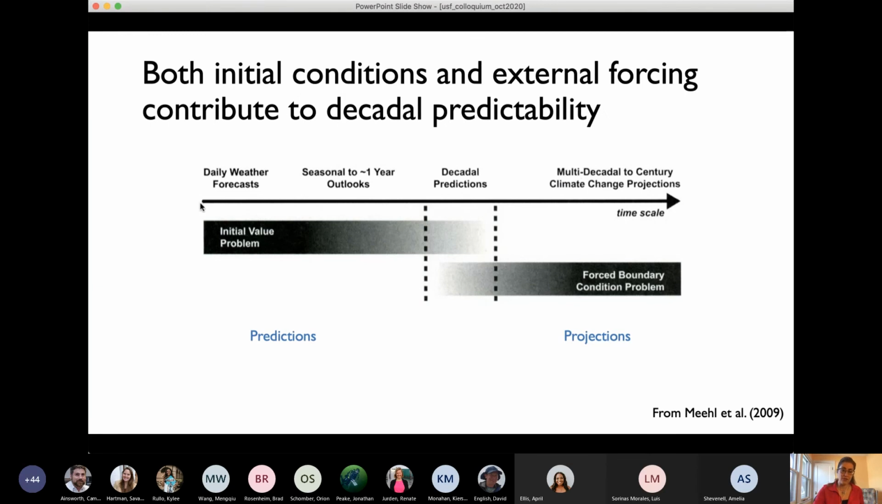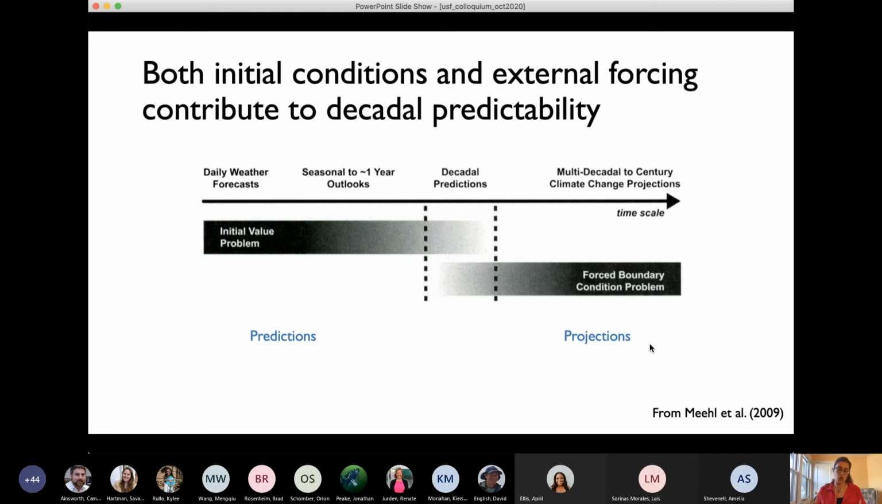So when we have an initial value problem, we call it a prediction, and we're on this end. So this includes weather forecasts, ENSO forecasts out to about a year. And when we're on the other side, when we're doing the climate change problem, we have projections. So we're using a scenario where we expect our greenhouse gases to go up, and this is a forced boundary condition problem. So this is multiple decades, century, millennia. But in the middle, there are decadal predictions where you have a little bit of influence left from your initial values, but you also have some influence from the upward trend due to, in this case, greenhouse gases.